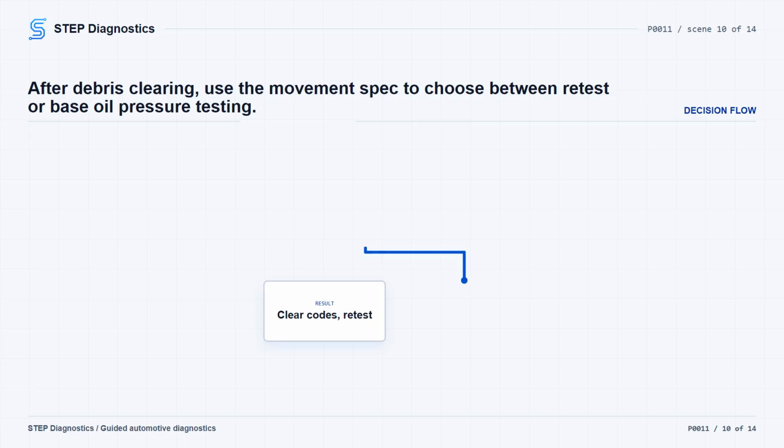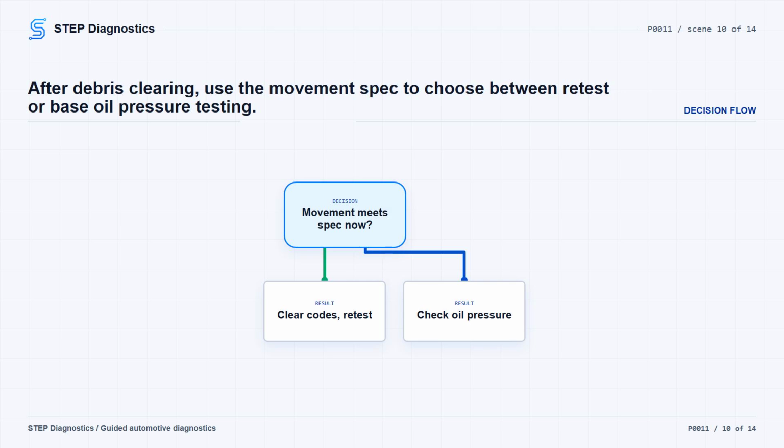If the VCT actual, intake actual, or exhaust actual PID now shows VCT movement of 20 degrees or more, the concern is not present at that time and may have been cleared by operating the system. Clear the PCM codes and repeat the self-test. If it still does not move 20 degrees or more, continue to the base engine oil pressure check.